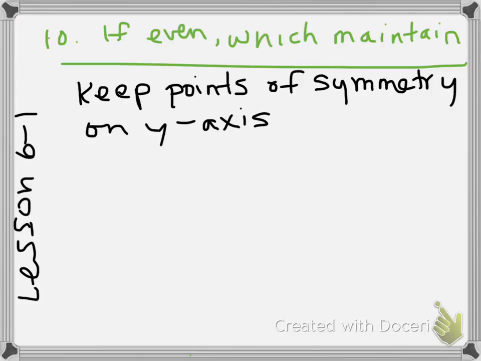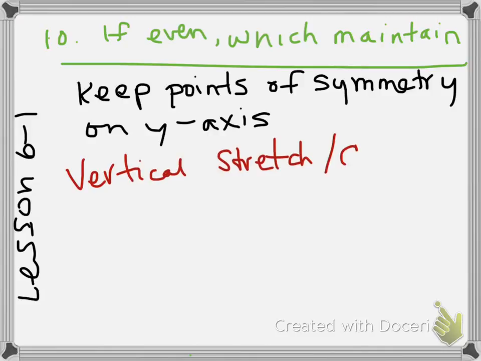All right, so we have several things. If we are stretching and compressing, we're going to maintain that symmetry because it's staying on the y-axis. So we can have a vertical stretch or compression, and all we're doing is making it taller or shorter. We're not moving the vertex, all right? So that's what we want to do. We don't want to move those vertexes.